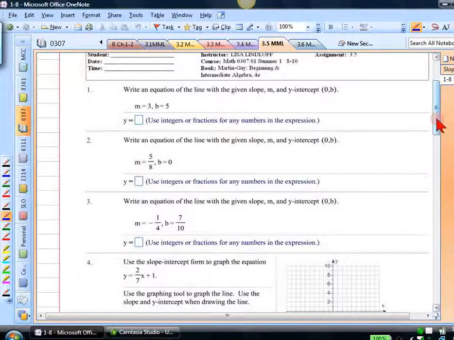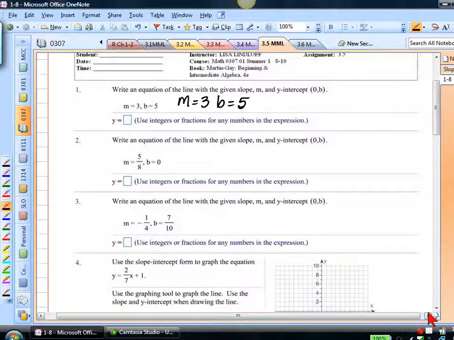Okay, these are the questions from 3.5, so if you printed the class notes, this is where you would follow along. It says, write an equation of the line with the given slope, m, and y-intercept of 0b. It may be a little small to read from the back of the room. It says m is equal to 3, b is equal to 5. And it wants, not a graph this time, but the equation of the line.